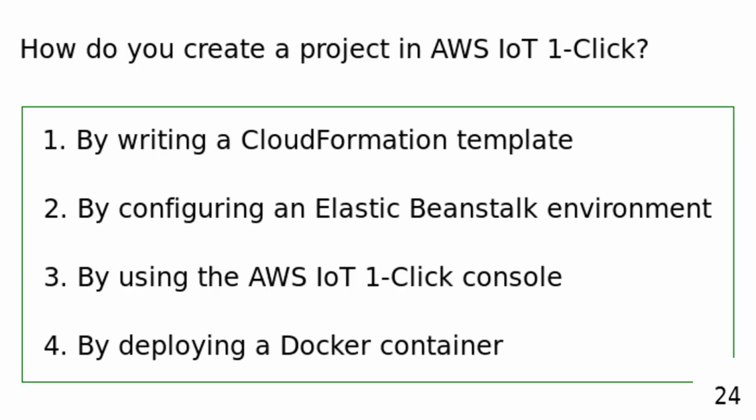How do you create a project in AWS IoT one-click? By writing a CloudFormation template. By configuring an elastic beanstalk environment. By using the AWS IoT one-click console. By deploying a Docker container.